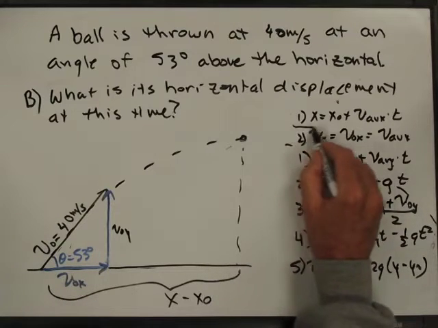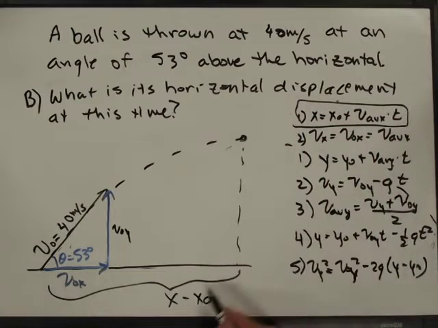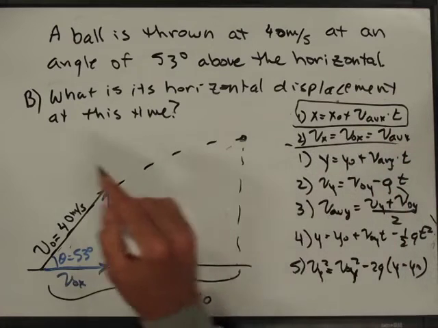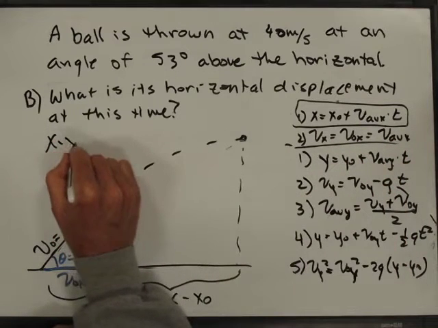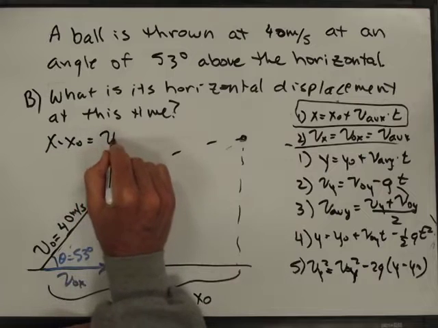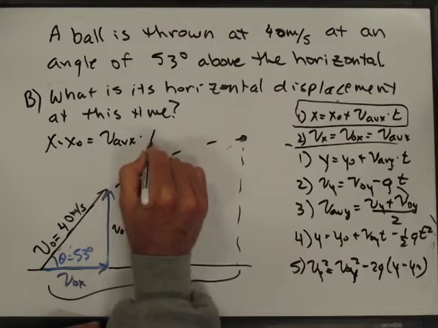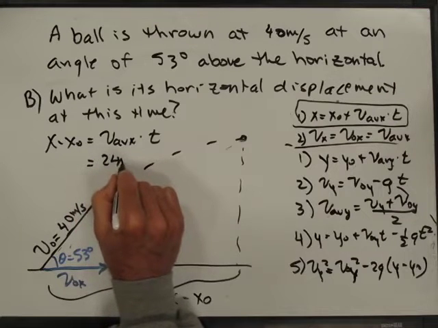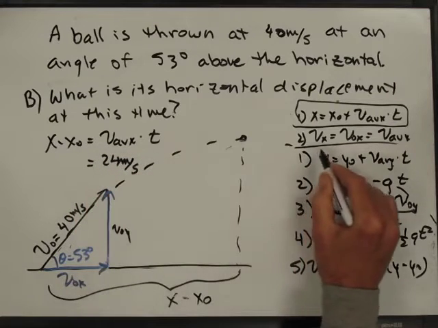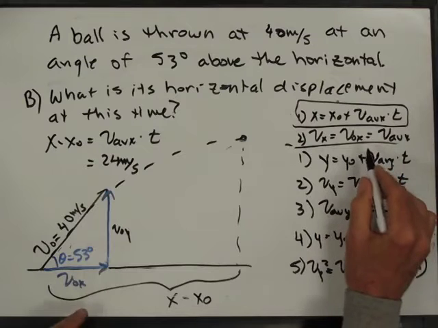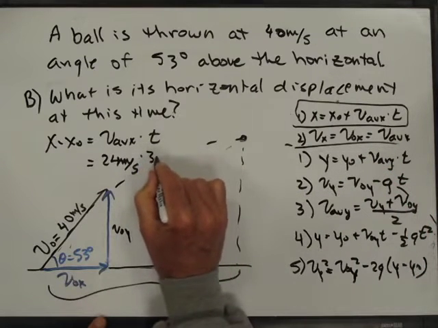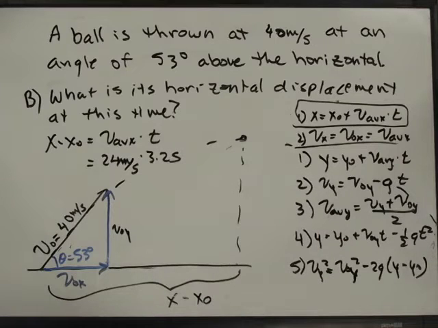Well, I only have one equation for x, right? This equation 2 is just for the velocities. And so I have to use this equation, right? And so x minus x naught is just equal to v average in the x direction times the time. But we already know what this is, right? This is 24 meters per second because the x velocity never changes. And we already found that v naught x was 24 meters per second times 3.2 seconds, right?